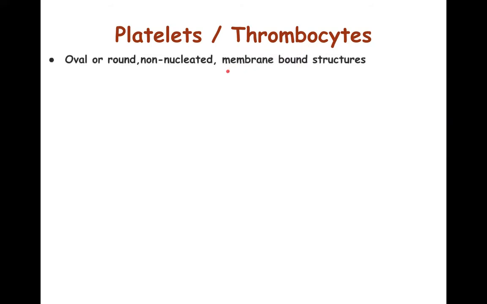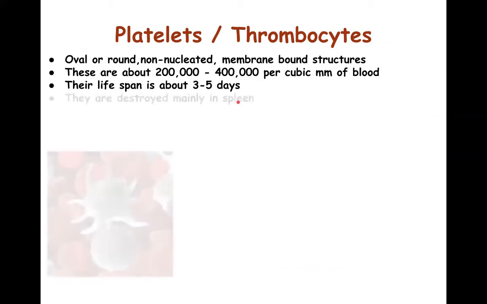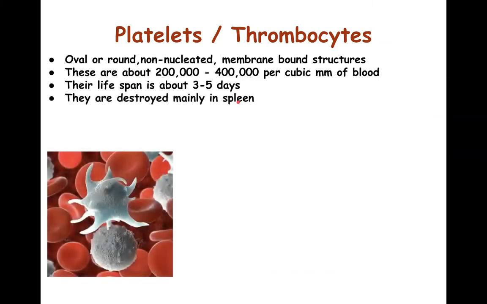So the platelets are oval or round in shape. They are non-nucleated and they are membrane-bound structures. They have a thin membrane around them. These are about 2 lakh to 4 lakh per cubic mm of blood. Their concentration is much higher than that of the WBCs, but lower than the red blood cells. They have a lifespan of about 3 to 5 days. So after 5 days, the platelets die. They are destroyed mainly in the spleen.